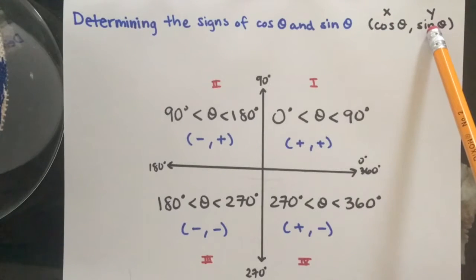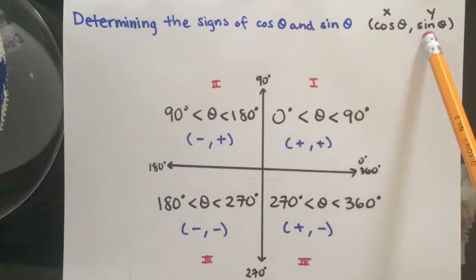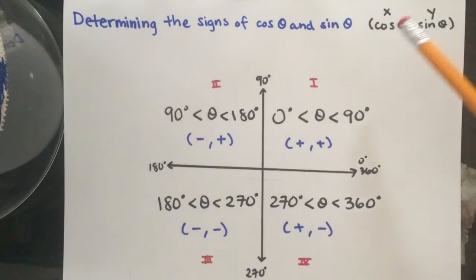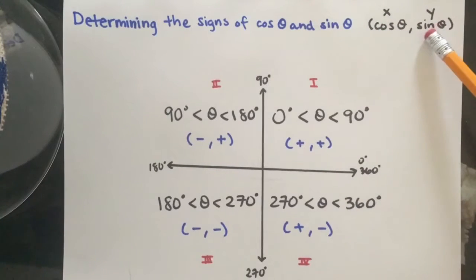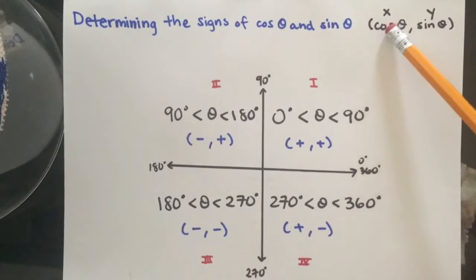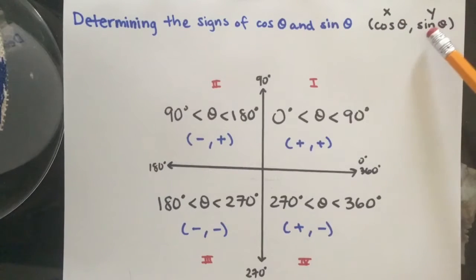y. Now if you can't remember which one is the x and which one is the y, just think of the alphabet. So cosine comes before sine in the alphabet, as x comes before y in the alphabet. So cosine theta is your x value, and sine theta is your y value. Now let's take a look at our quadrants.